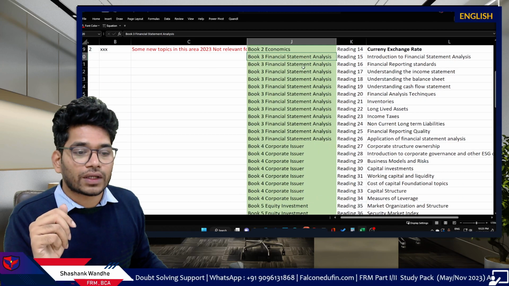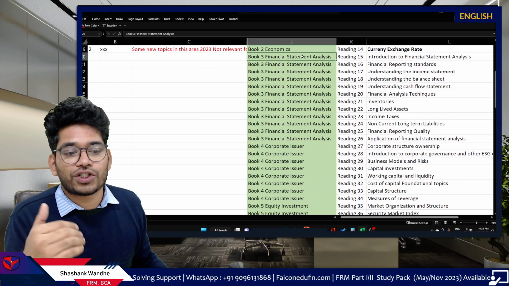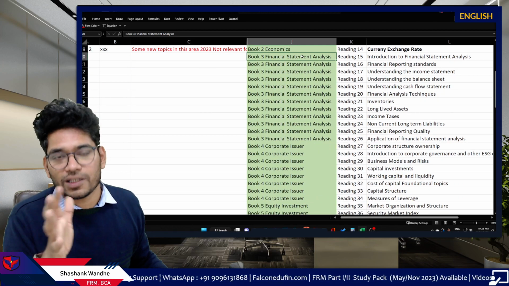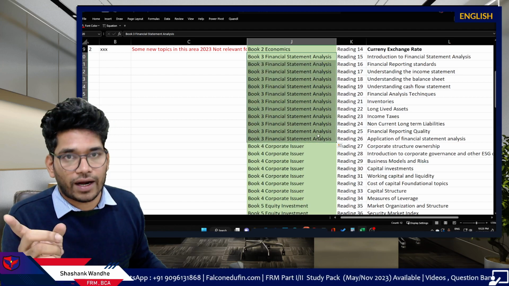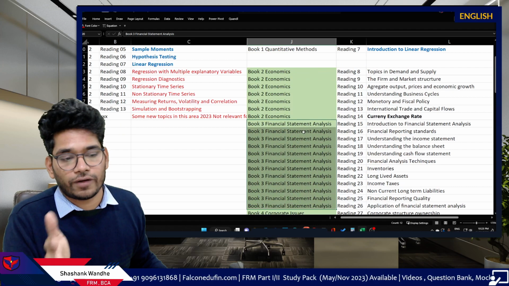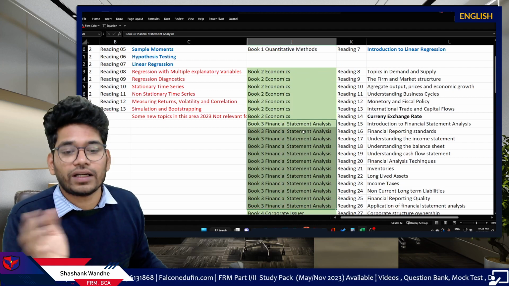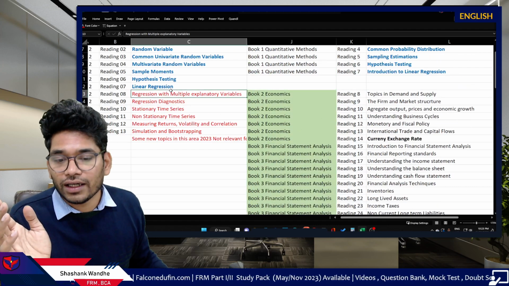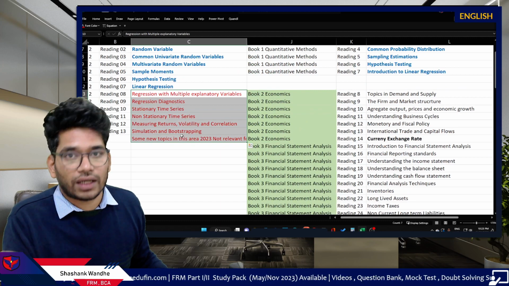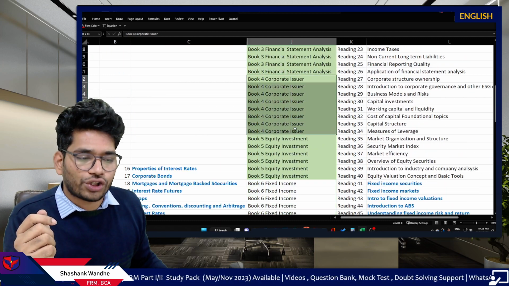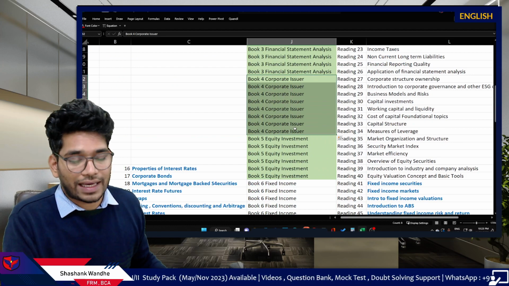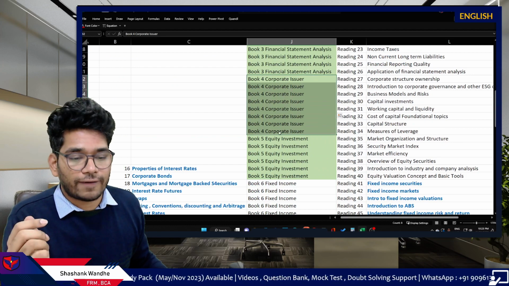Now here in book 3, we have financial statement analysis, which is again the specific domain of CFAs, and hence it is not covered in FRM. So this is the second subject which is new in CFA level 1 compared to FRM. And here these are the topics which are again different compared to CFA level 1. Then you have the corporate issuer, a really nice subject, but again not covered in FRM.